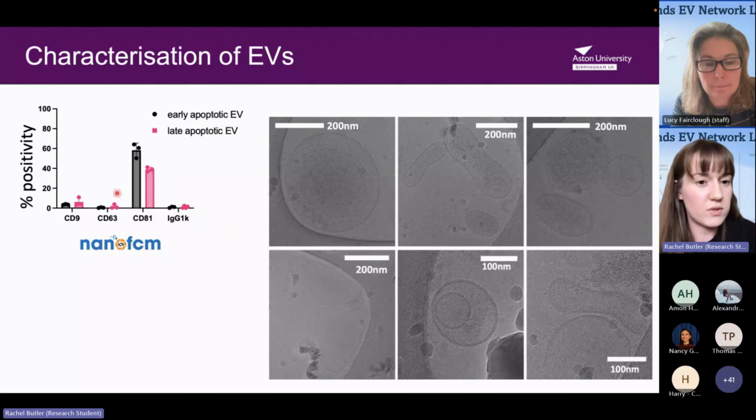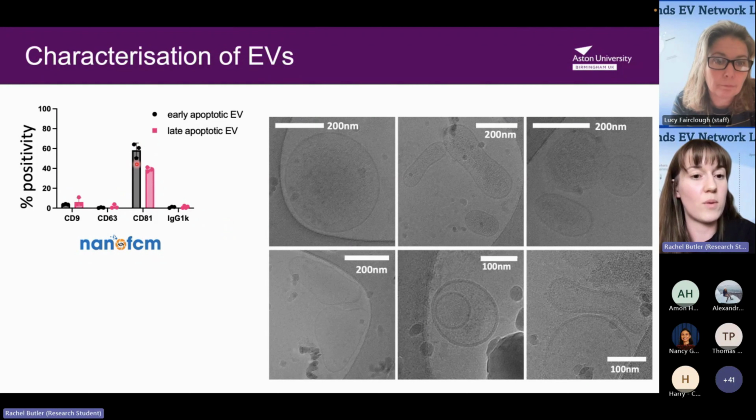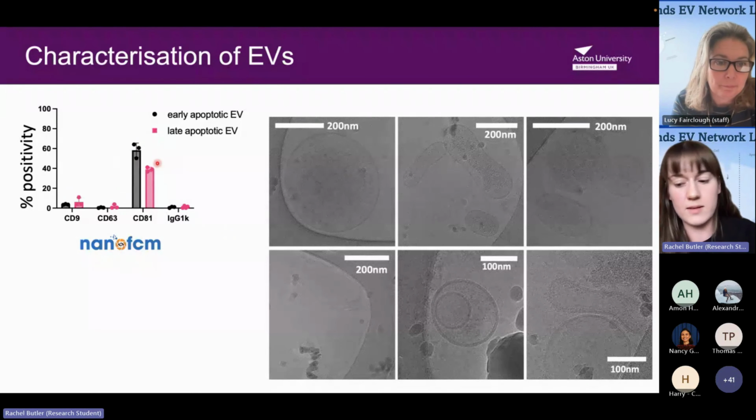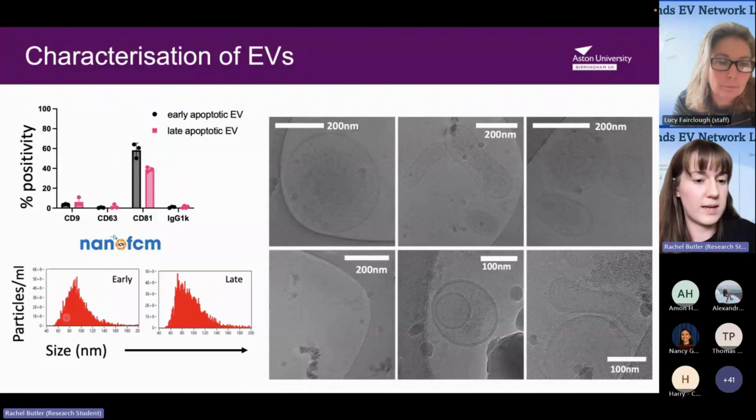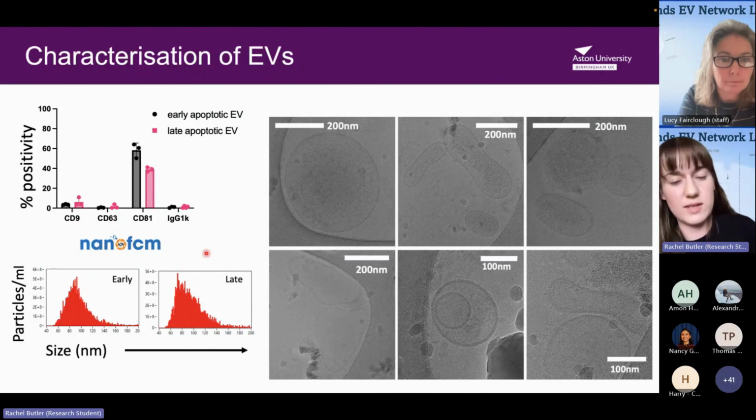By nanoflow cytometry, I can see that the vesicles carry these common EV markers, the tetraspanins, at the surface. And they sit between 80 and 100 nanometers in size, with EVs taken from a later apoptotic time point showing a shift in size distribution as the cell begins to lose its membrane integrity and starts releasing bigger vesicles.